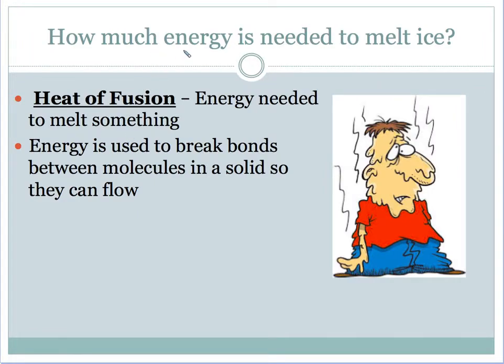Now, in order to do that, we have to have energy. Ice melts because it gains a bunch of energy, right? So the question is, how much energy is needed to melt ice? Well, this is termed the heat of fusion. Heat of fusion is the energy needed to melt something. Each substance has its own heat of fusion, so ice has a different one than, say, carbon dioxide, which is different than something else. This energy is used to break the bonds between molecules so that they can flow past one another as a liquid. That is your heat of fusion.